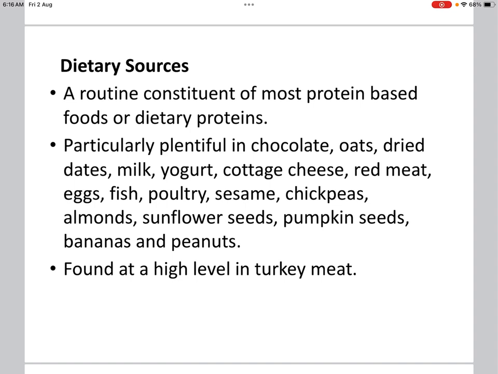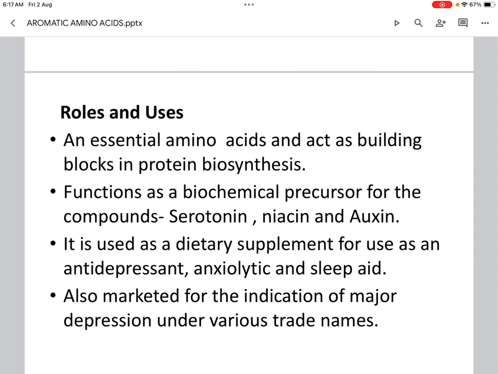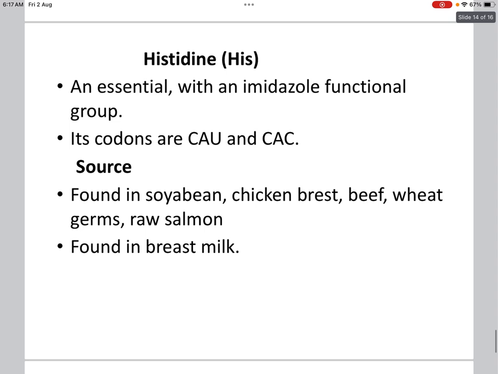Its dietary sources are a routine constituent of most protein-based foods or dietary proteins, particularly plentiful in chocolate, oats, dried dates, milk, yogurt, cheese, red meat, sesame, chickpeas, etc., and found at a high level in turkey meat. Its roles and uses: it acts as a building block in protein biosynthesis and functions as a biochemical precursor for the compounds serotonin, niacin, and auxin. It is used as a dietary supplement as an antidepressant, anxiolytic, and sleep aid. It is also marketed for the indication of major depression under various trade names.